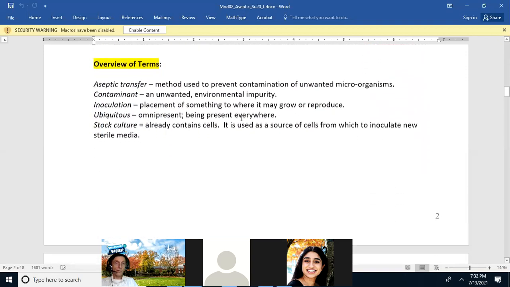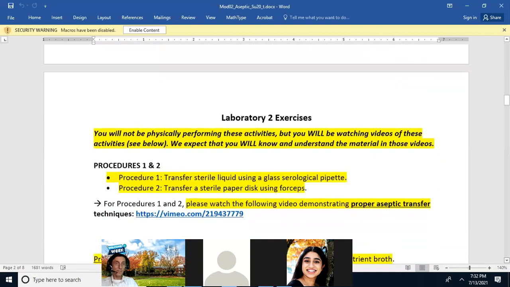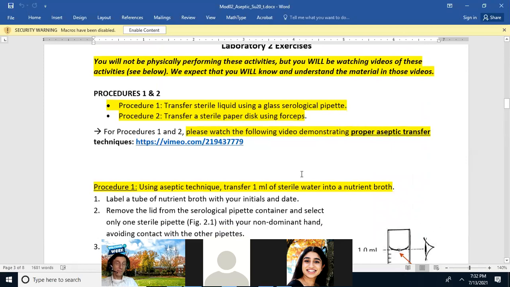You should know the terms, so go through the terms of this lab. You're not physically going to be performing any of these activities, but you will be watching videos on these activities and learning from the videos. We expect that you will know and understand the material in these videos.